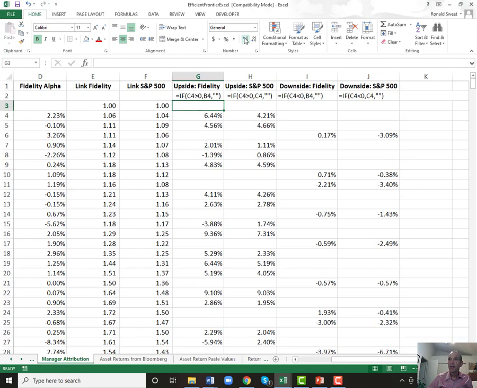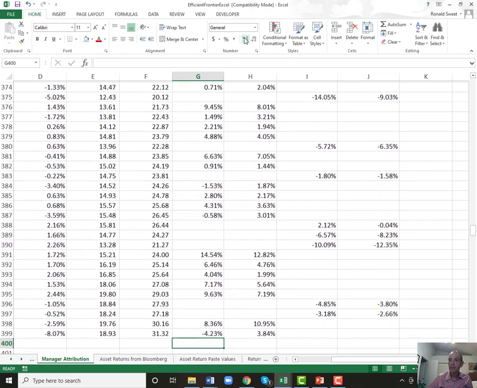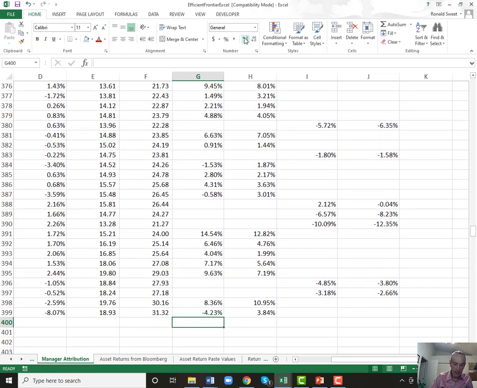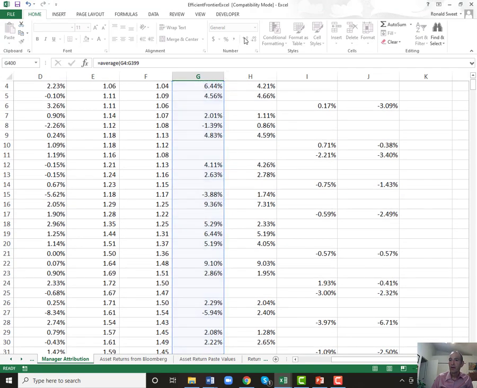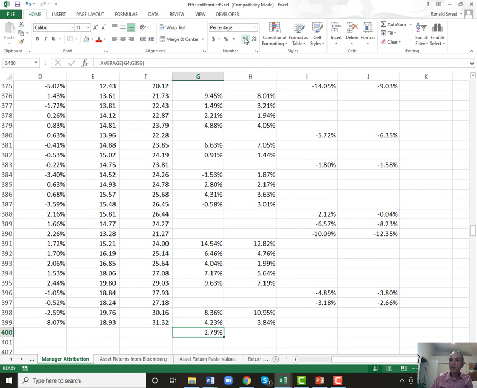So we go down to the very, very bottom of this. We're just going to do equal average. We want to see what's their average in up markets, what's the S&P 500's average in up markets, what's Fidelity's average in down markets, what's the S&P 500's average in down markets. So you see too, Fidelity underperforms in up markets, although I think that's really influenced by those capital gains, but does better in down markets.